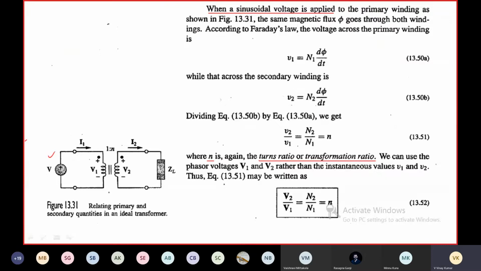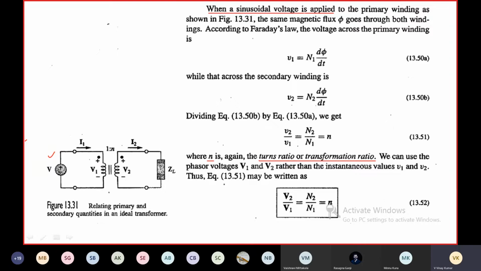This is the supply voltage given to the primary winding. This is the secondary winding. The load is connected to this winding. The winding to which the load is connected is called the secondary winding. The winding to which the supply is given is called the primary winding.